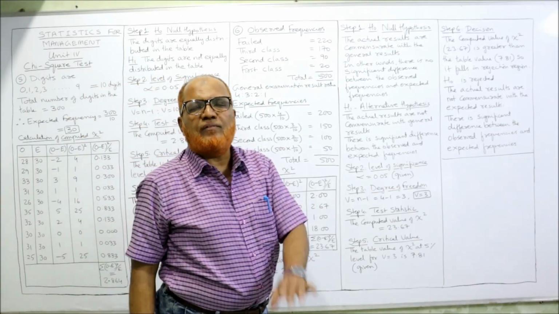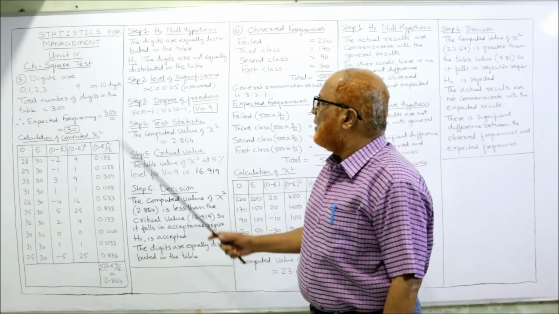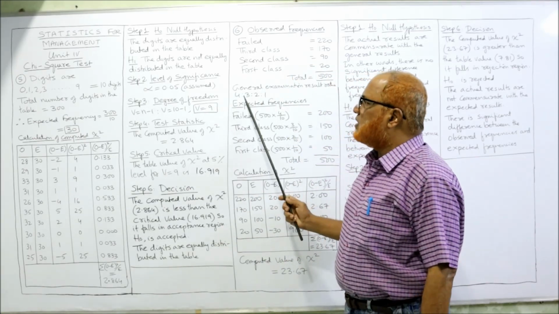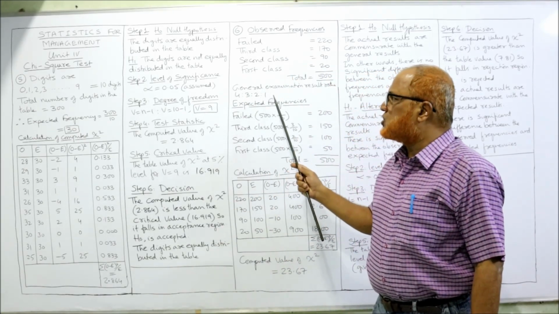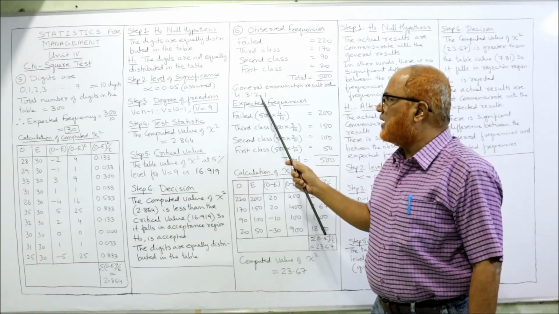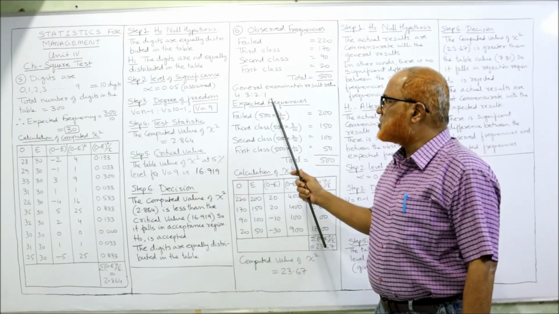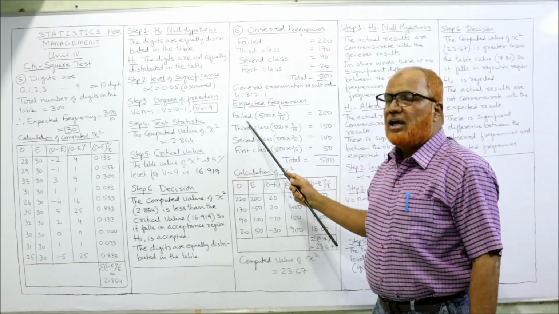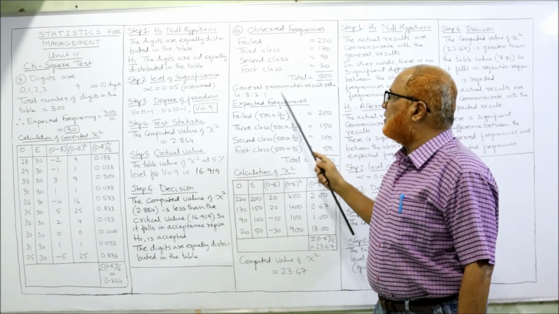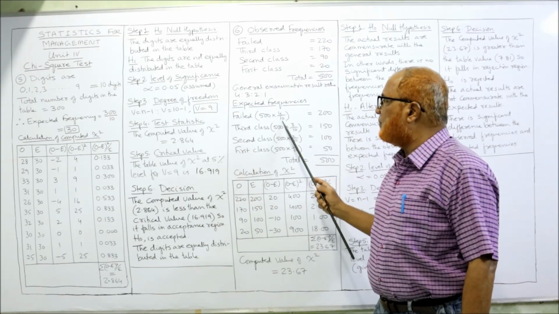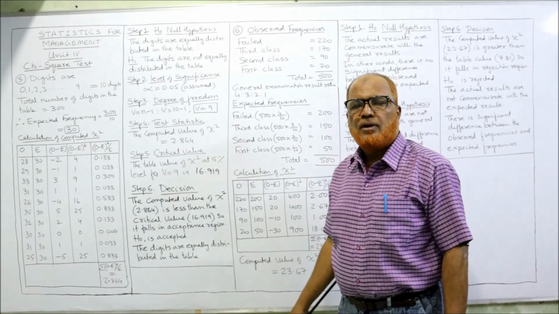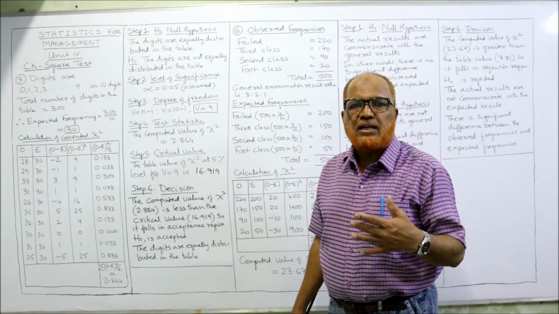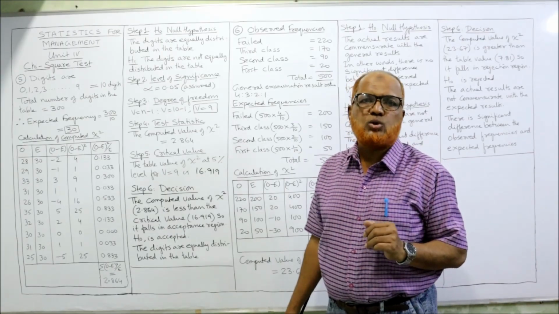This is the observed frequency given in the problem. Now, the general examination result will be in the ratio of 4:3:2:1, that is 4 by 10, 3 by 10, 2 by 10, 1 by 10. Now, expected frequency. First, failed class. In failed class, total 500. 500 into 4 by 10 comes to 200. So, according to expectation, 200 students should fail.